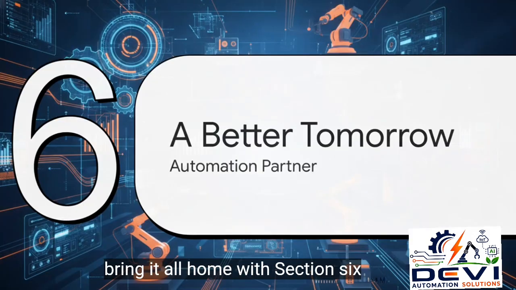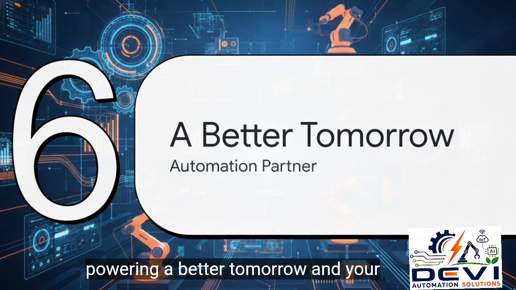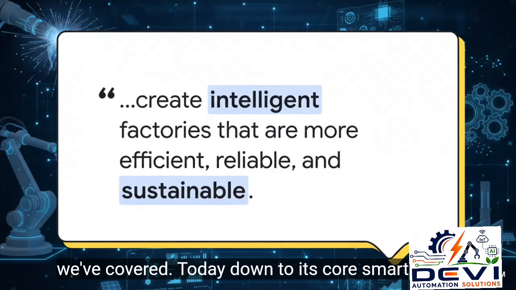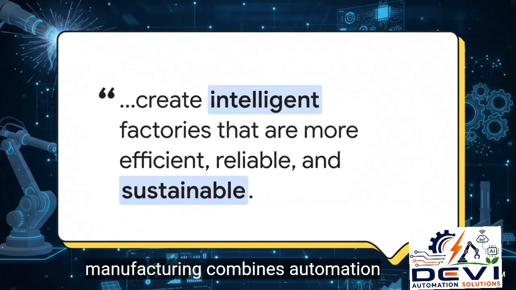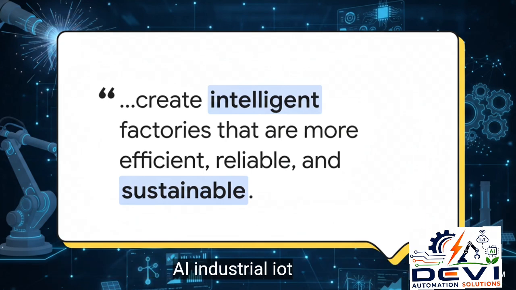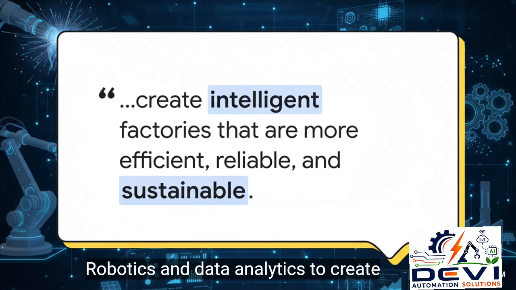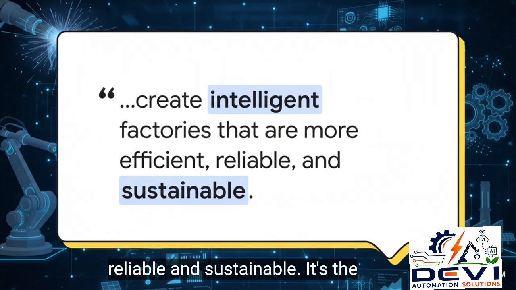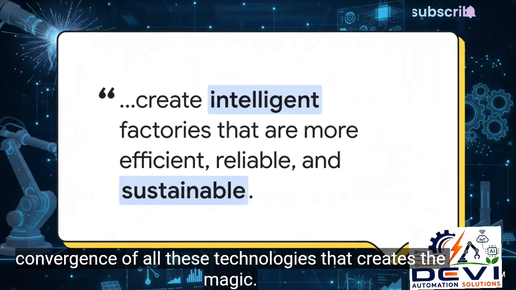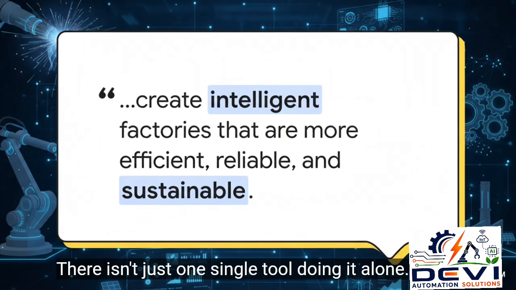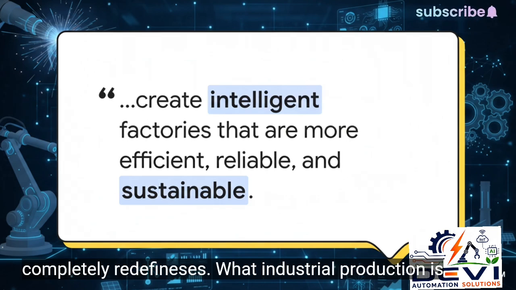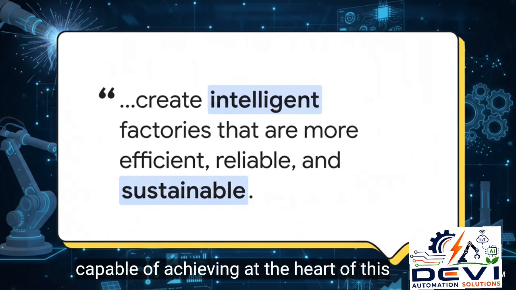Let's bring it all home with Section 6, powering a better tomorrow and your automation partner. To really distill everything we've covered today down to its core, smart manufacturing combines automation, AI, industrial IoT, robotics, and data analytics to create intelligent factories that are simply more efficient, reliable, and sustainable. It's the convergence of all these technologies that creates the magic. There isn't just one single tool doing it alone, it's this symphony of connected systems that completely redefines what industrial production is capable of achieving.